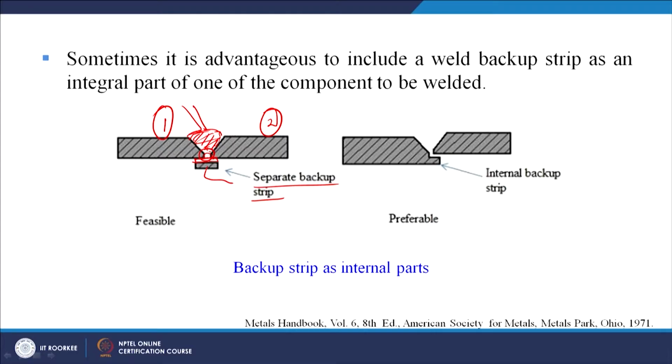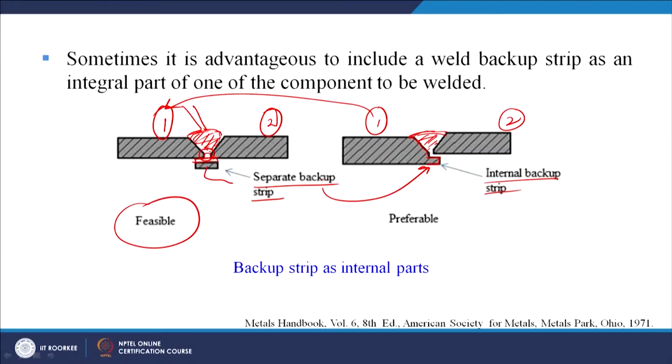Another modification can be that this backup strip can become an integral part of one of the parts to be joined together. So part number 1 geometry, you can see here it is simple geometry, but here with a little modification, the internal backup strip has been made an integral part of part number 1, part number 2 remains the same. So when they fit up properly, we can do our welding in this area. So therefore, a little modification in the product design can help us to make a better welded joint, which will have good strength, which will be distortion free as well as failure proof.